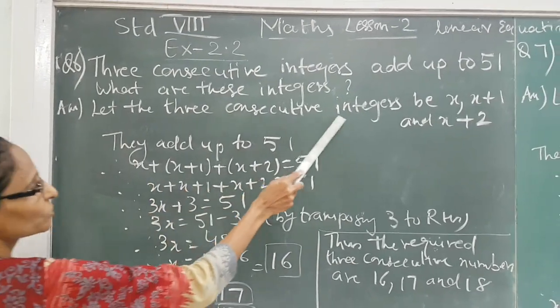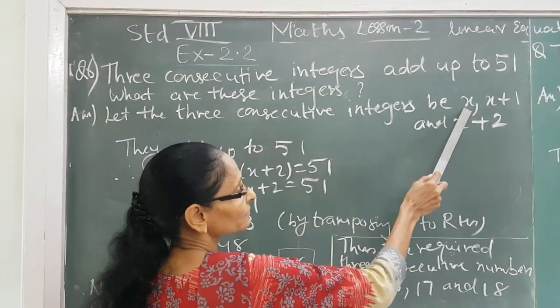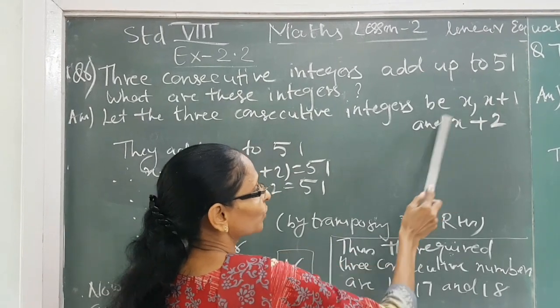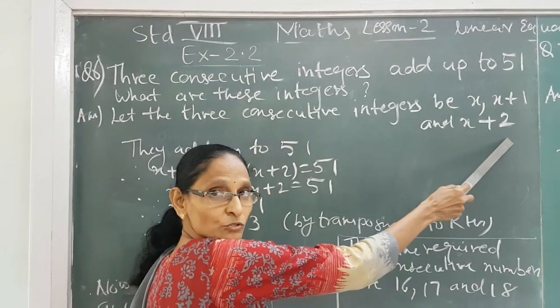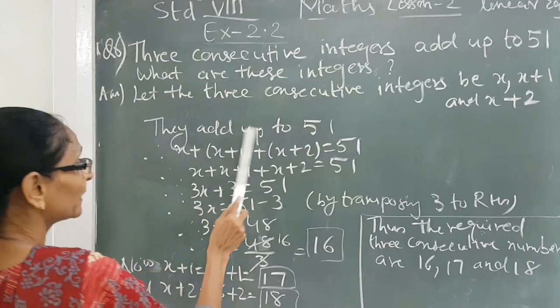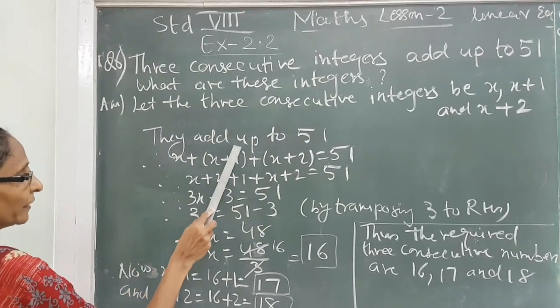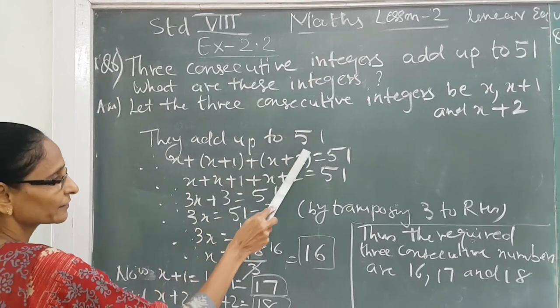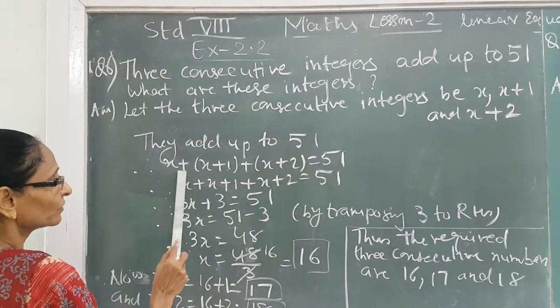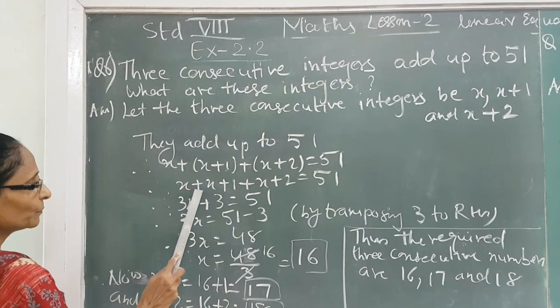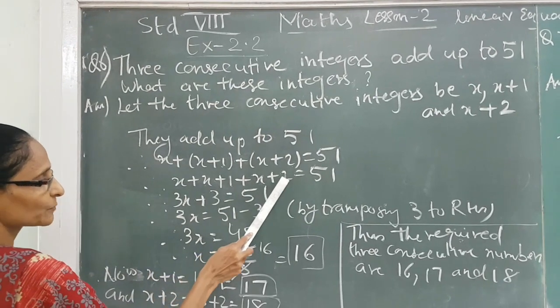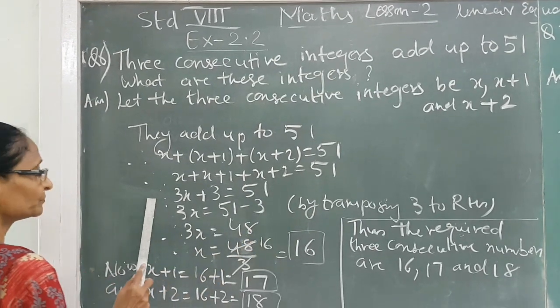Now let the 3 consecutive integers be x, then the next will be x plus 1 and the third will be x plus 2. And they add up to 51. Therefore, x plus (x plus 1) plus (x plus 2) is equal to 51. Then open the brackets: x plus 1 plus x plus 2 is equal to 51.